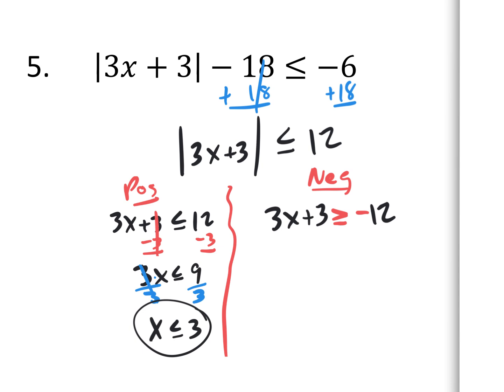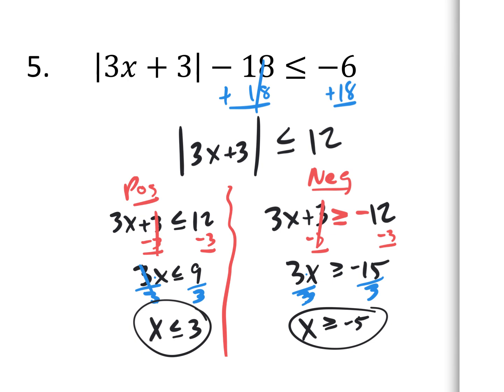Let's jump to the negative situation. Again, I am going to subtract 3. That'll cancel out. I have a 3x is greater than or equal to negative 15. Final step is to divide by 3. X is, you don't flip it, you keep it. X is greater than or equal to negative 5.